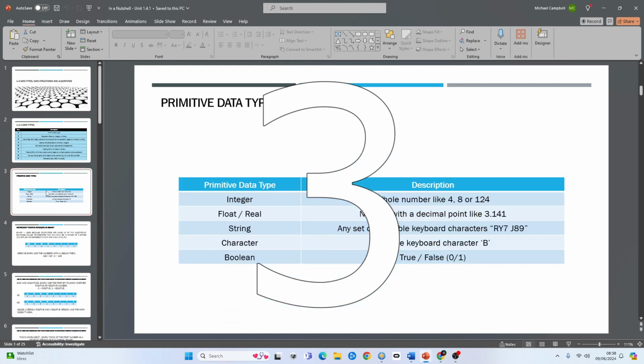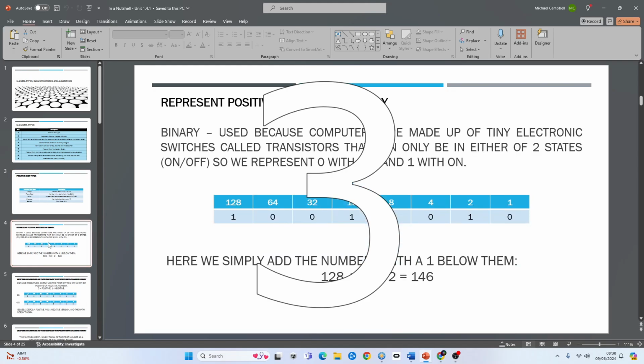Right, so obviously the primitive data types, I mean, at this point in A-level, you should know these 5 primitive data types. So I'm not really going to go through them. There you go, it's in the course, so let's just move on.